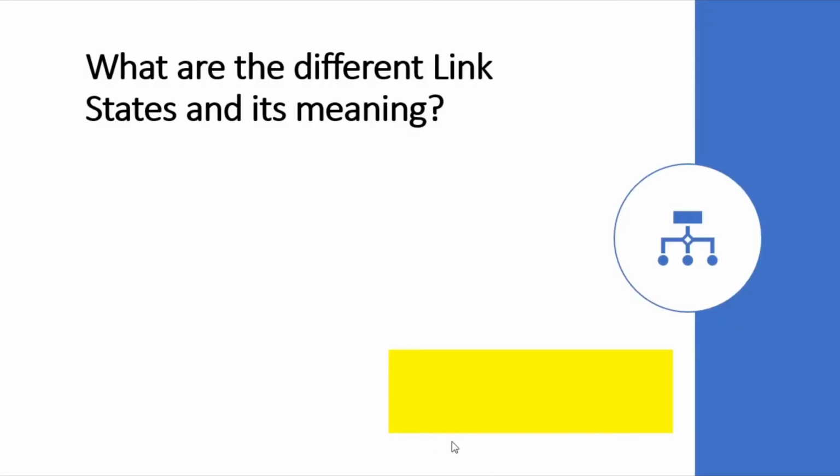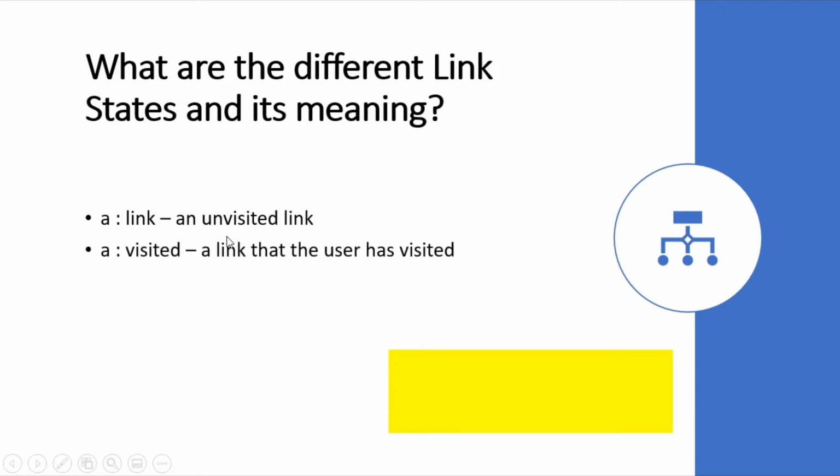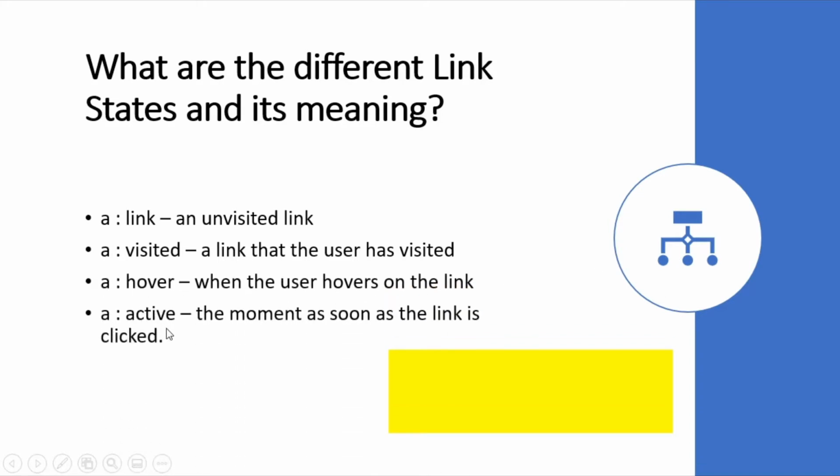So, what are the different link states and their meanings? A:link is an unvisited link. A:visited is a link the user has visited. A:hover is when the user hovers on the link, and A:active is the moment as soon as the link is clicked. So I've got a tip: a:hover has to come after a:link and a:visited, and a:active has to come after a:hover, meaning it has to be in that order.